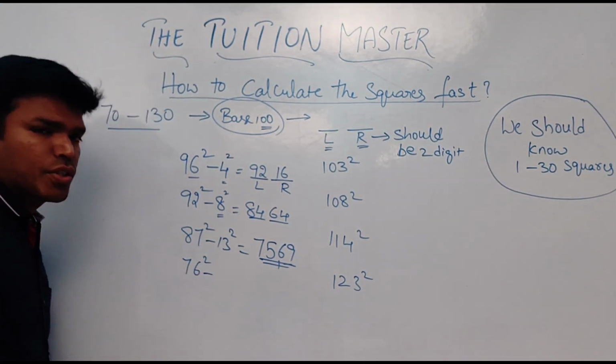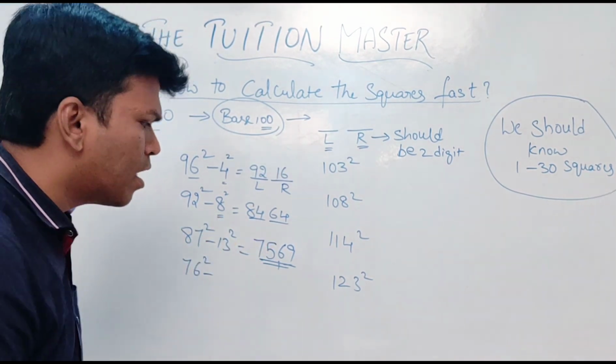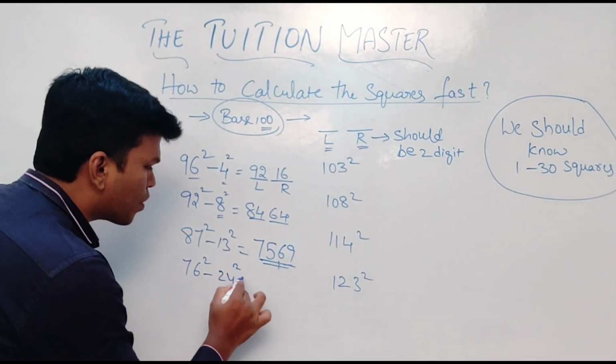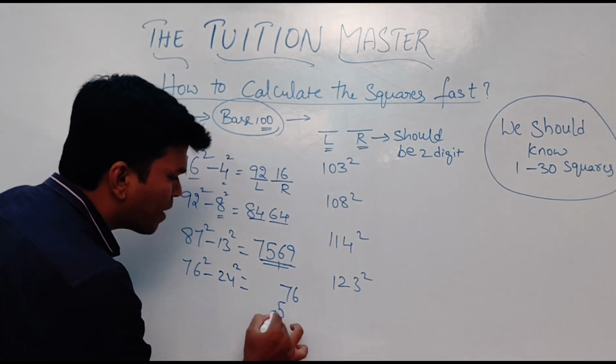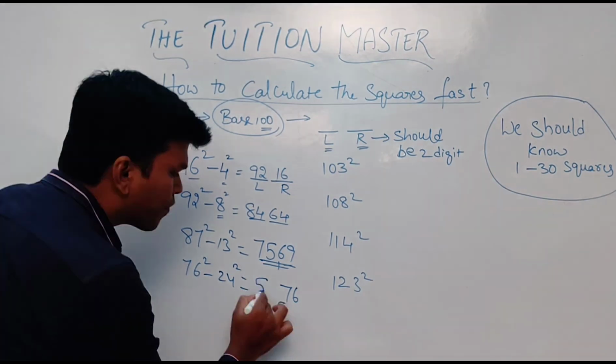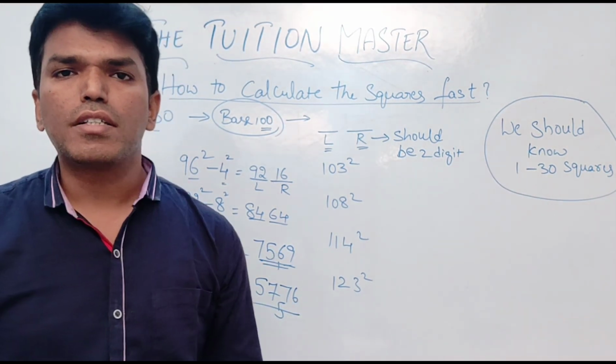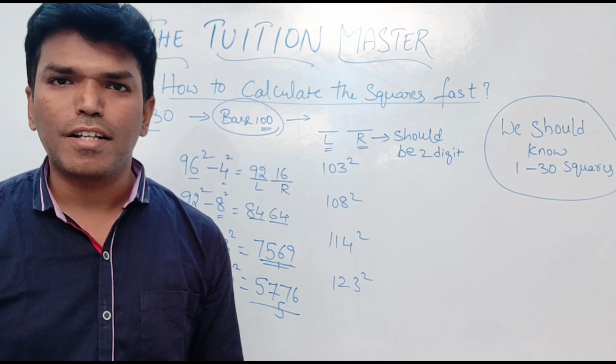76 square. This one I am going to do as fast as possible. Just observe the speed. 76 is 24 less, so 24 square is 576. 5 will be the carry. 76 minus 24, how much? 52. 52 plus 5, 57. So my answer is 5776. Within 5 seconds I completed the square.